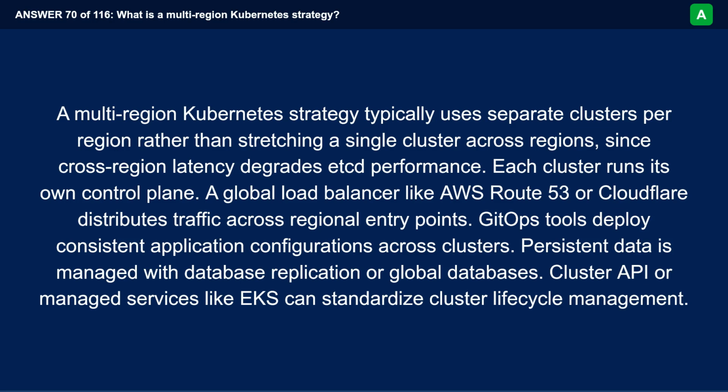A global load balancer like AWS Route 53 or Cloudflare distributes traffic across regional entry points. GitOps tools deploy consistent application configurations across clusters. Persistent data is managed with database replication or global databases. Cluster API or managed services like EKS can standardize cluster lifecycle management.